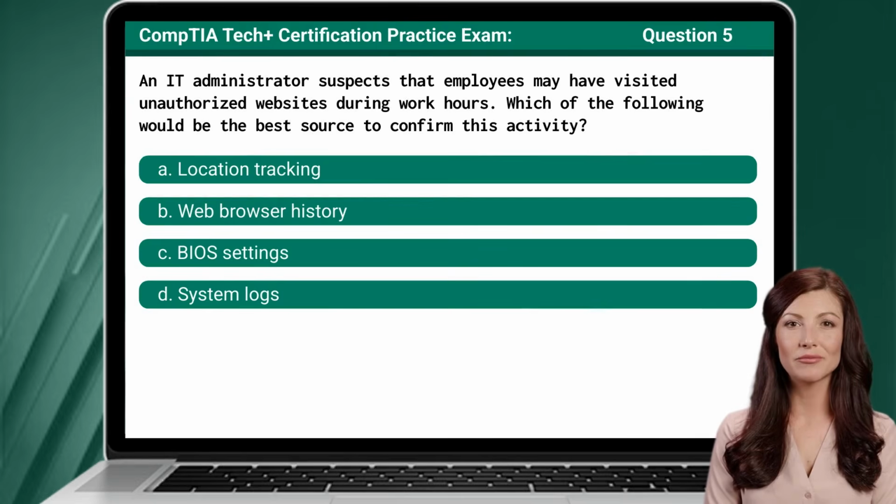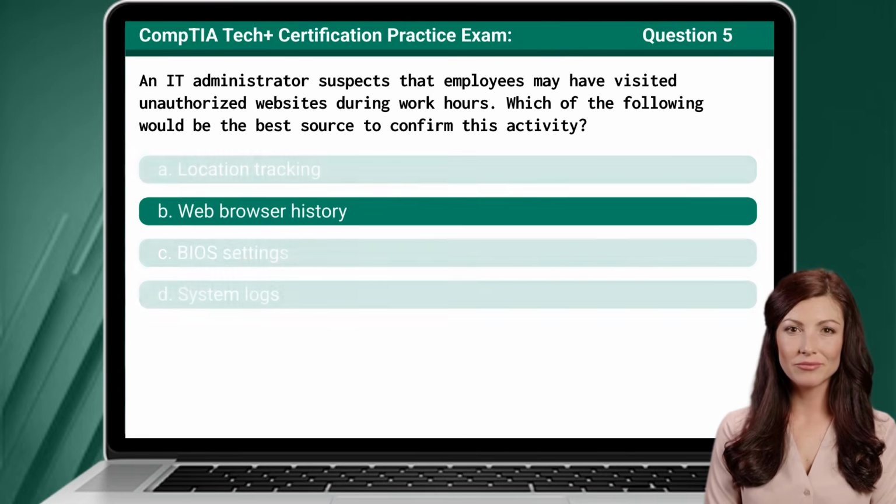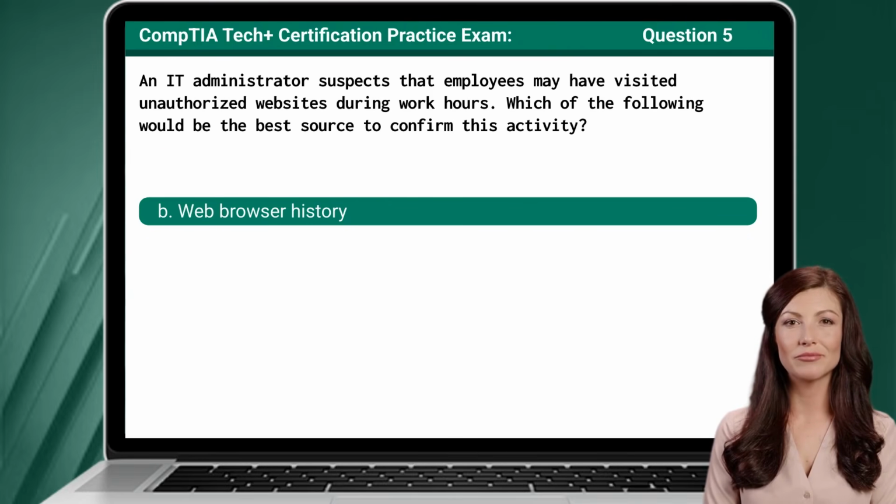Question 5. An IT administrator suspects that employees may have visited unauthorized websites during work hours. Which of the following would be the best source to confirm this activity? The answer is B. Web browser history.